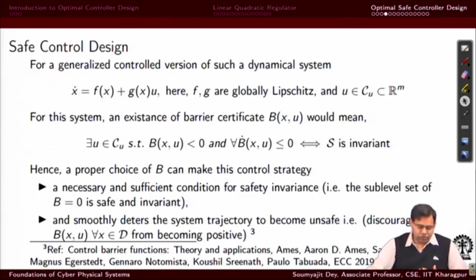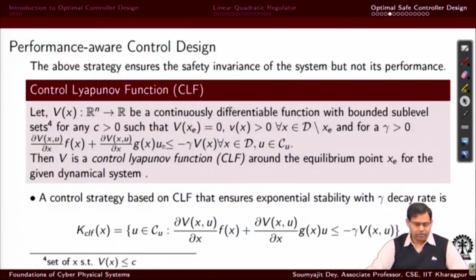But the next thing we need to ensure is, well, we should not forget the control. The control cannot be abrupt. The system's control should ensure that the system is smooth. It smoothly steers the system's movement trajectory and also prevents it from becoming unsafe. That means it will discourage the value of B of x, u from becoming positive, and also, if you remember our earlier ideas of smooth control design, the control input should not vary abruptly. That also we need to see.